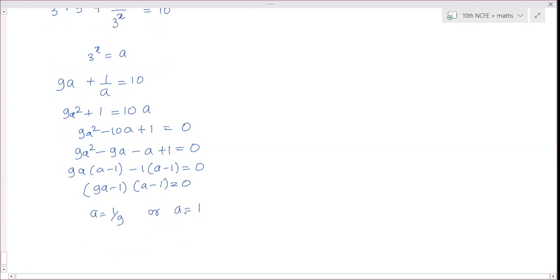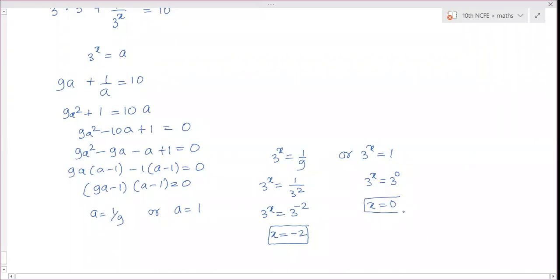Is it clear? Now we have to replace back and calculate the value of x. So 3 to the power x is equal to a, that is 1 by 9, or 3 to the power x is equal to 1. Now we have to write in exponential form. 3 to the power x is equal to 1 by 3 square, that is 3 to the power x is equal to 3 to the power minus 2. So the value of x is minus 2. And here 3 to the power x is equal to 1 means it is 3 to the power 0 is 1. So the value of x will be 0. Is this clear? Can you please scroll up?